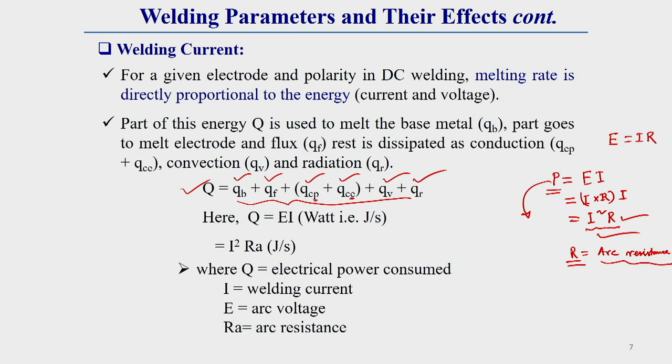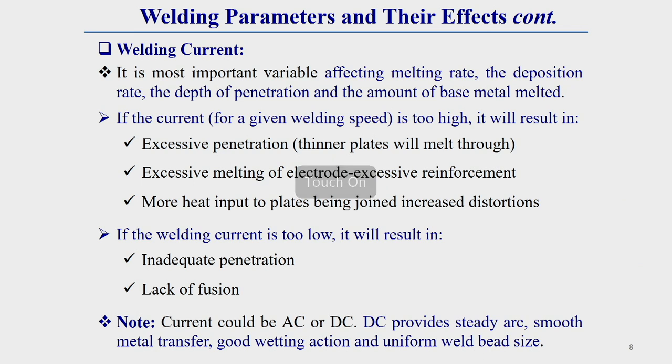So from here we get the idea of how the heat energy is connected with the current. From here itself you get the idea that current is the most important variable, which affects the melting rate, the deposition rate, the depth of penetration, and the amount of base material melted.